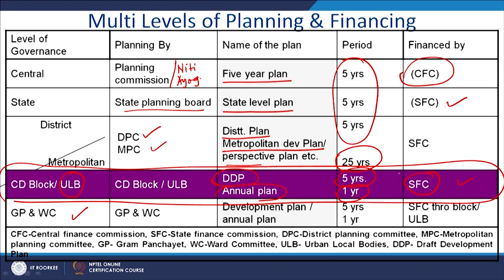Below that there are gram panchayat and ward committees. They make their own plans, and those plans are integrated in a comprehensive manner to make a city level plan, which we call a draft development plan, and many draft development plans make one regional plan or metropolitan plan. This plan is basically physical in nature, though economic and social factors are also considered, whereas the central and state level planning is by and large an economic plan which gives a broad direction for the country and the state.